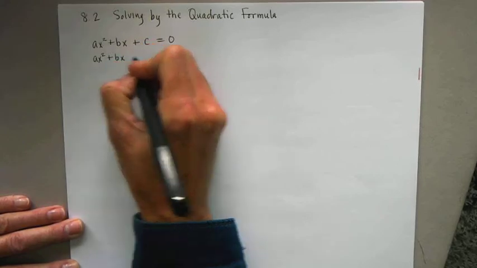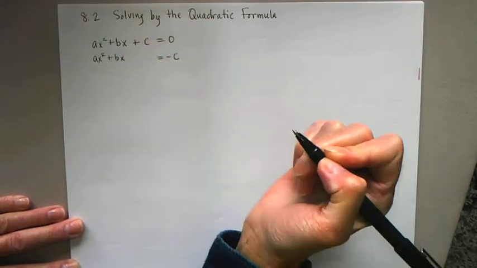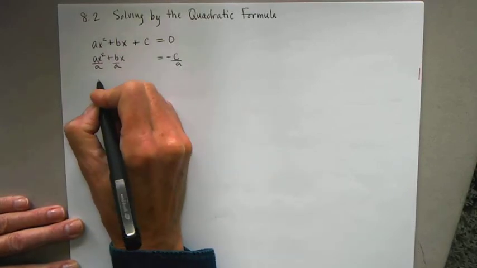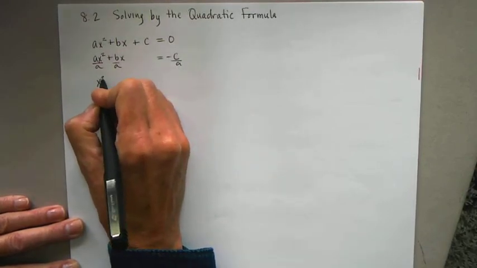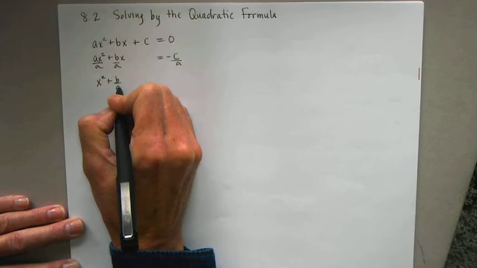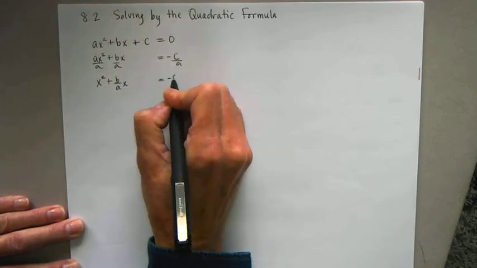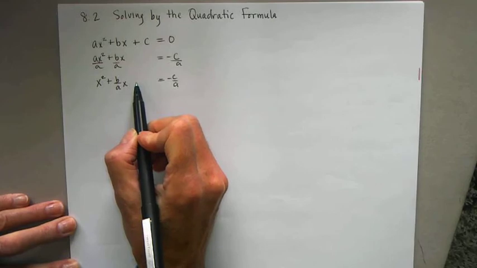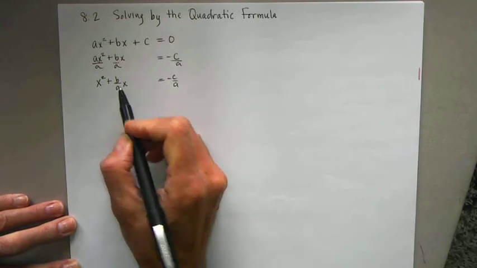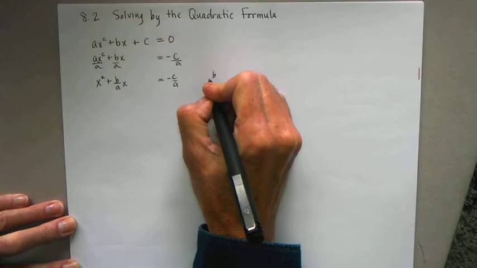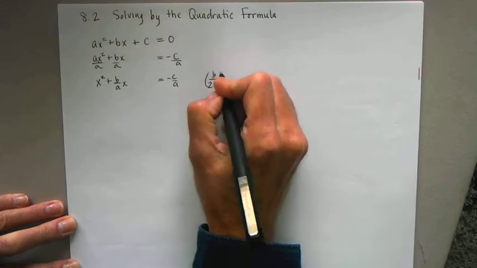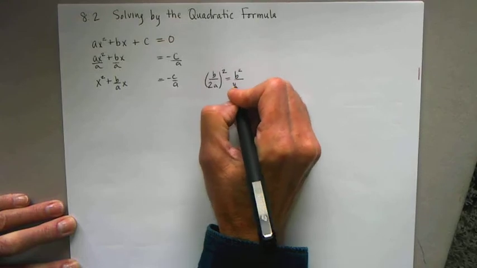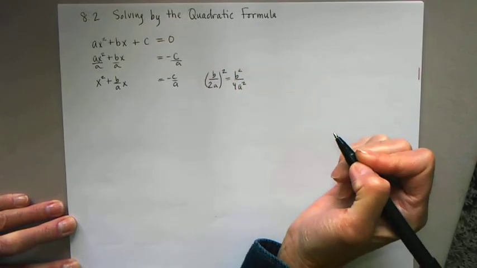Everything by a. And you don't have to write this down, just watch it. So I would have b over a equals negative c over a. Now, if I need to pick the magic number that will complete the square, I'm going to take half of b over a, which is b over 2a, isn't it? And then I'm going to square that. So that would be b squared and 4a squared on the bottom. And I need to add 4a squared on the bottom now to both sides of my equation.